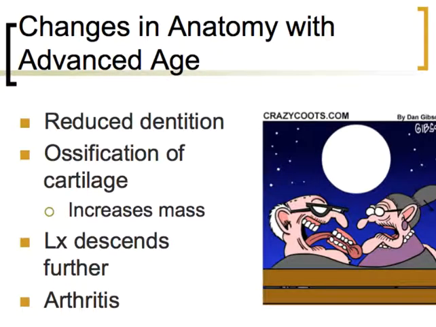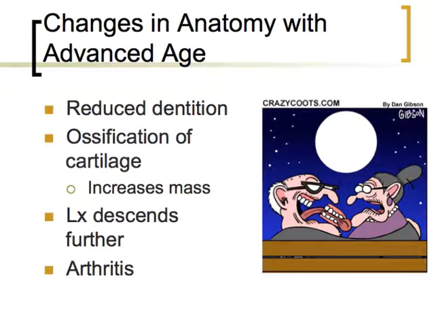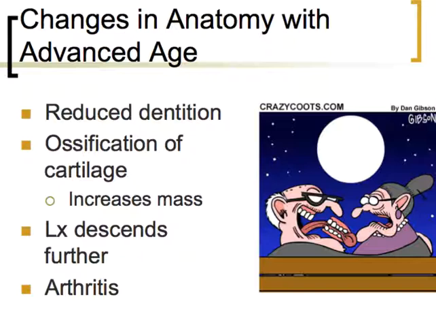On the other end of the age spectrum, we have the geriatric folks, and we see some changes associated with advanced aging as well. And obviously one is reduced dentition, ossification of the cartilage, so the cartilage becomes more bone-like and therefore becomes heavier and increases the mass of the larynx. And remember, we have to use these floor of the mouth muscles to lift the larynx up. So the larynx is now heavier and takes a little bit more muscle work to pull up. And this happens at the same time that muscle fibers are atrophying with age.